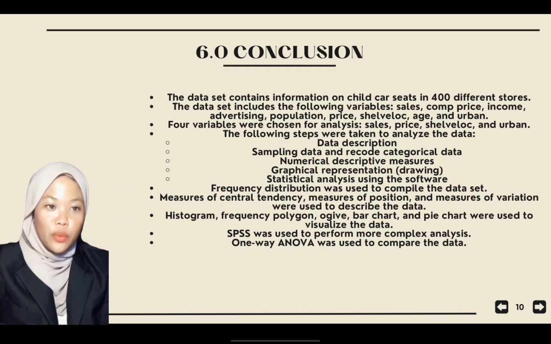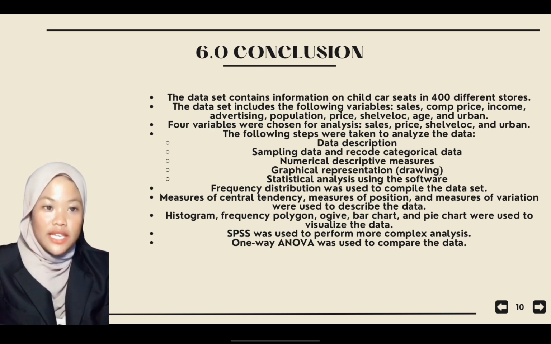In conclusion, we were given a set of data on child car seats in 400 different stores. In the data, there are several variables, namely sales, competition, income, advertising, population, price, shelf location, age, and urban. From all of that, we chose 4 variables, which are price, income, age, and urban. Using that data, we need to prepare and complete some sections such as data description, sampling data, and recording categorical data, numerical descriptive measures, graphical representation, which is drawing, and statistical analysis using the software.